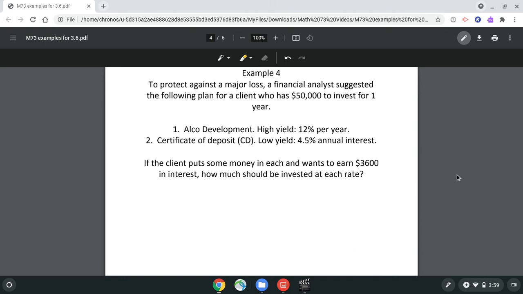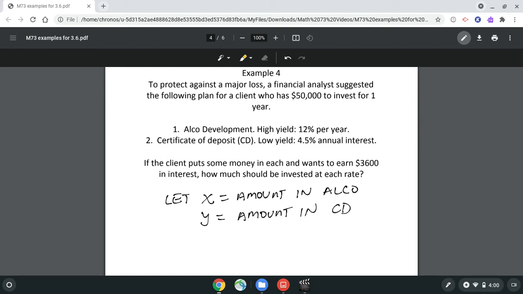All right, so the question is, how much should be invested at each? So let's let X equal the amount invested in Alco, and let's let Y represent the amount invested in the CD.